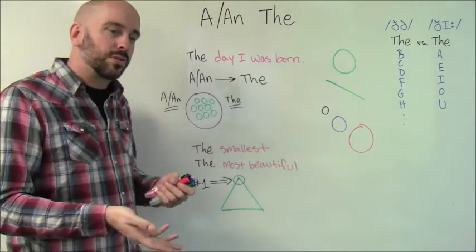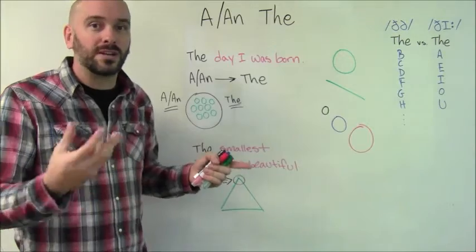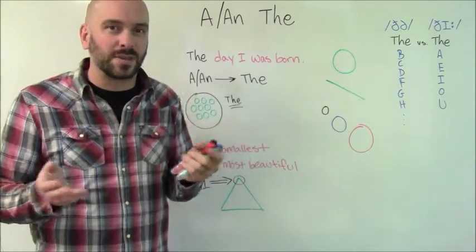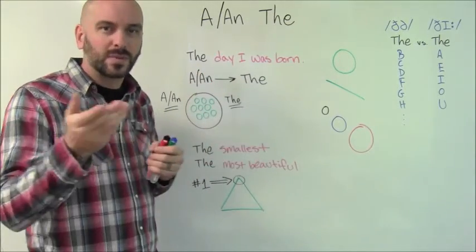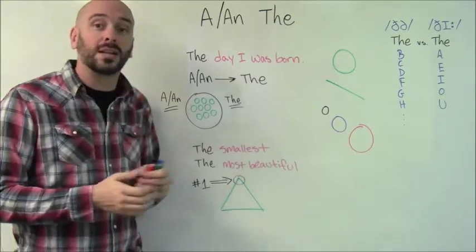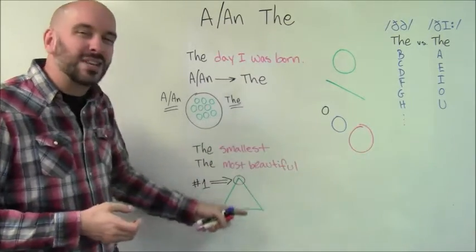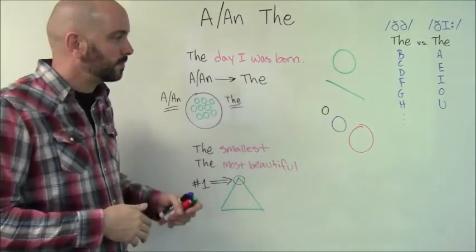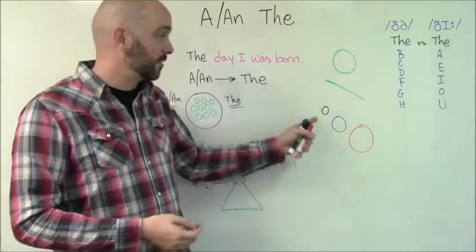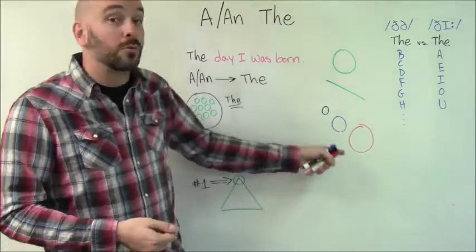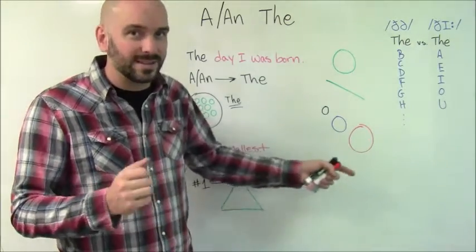We also use the word the when we're talking about superlative adjectives. Superlative adjectives are adjectives that mean the most of something or the top of something. For example, the smallest, the most beautiful, basically the top of the pyramid. We have three circles here. There's a black one, a blue one, and a red one. The red one is the biggest.